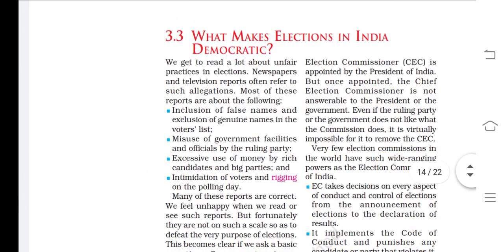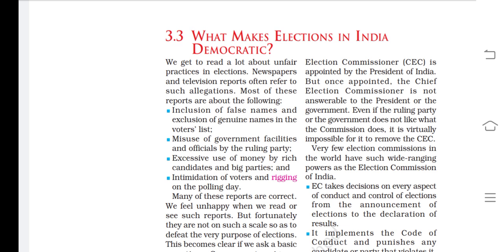Now the next topic is what makes elections in India democratic. How do elections in India become democratic? We get to read a lot about unfair practices in elections. Obviously, we have heard many times that in elections unfair practices are done. Newspaper and television reports often refer to such allegations. Just for winning those elections, some malpractices are done.